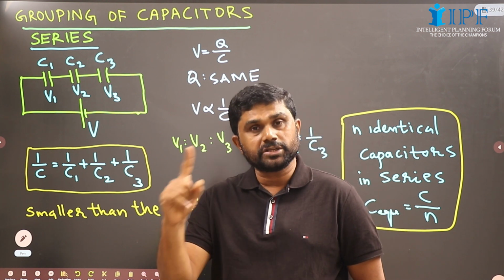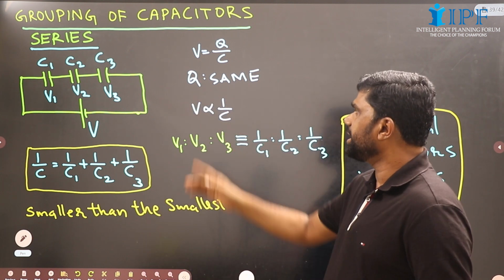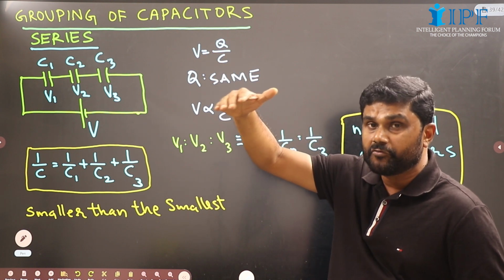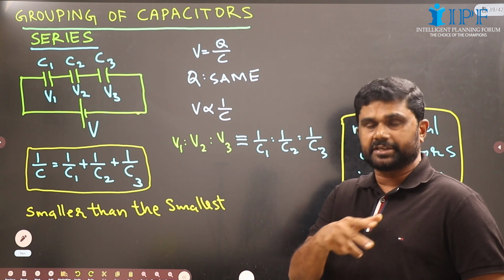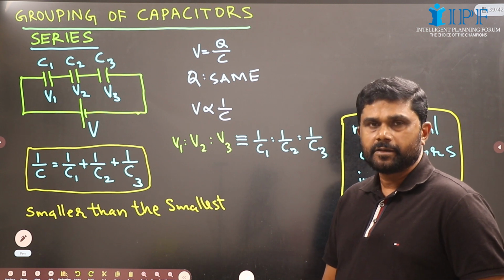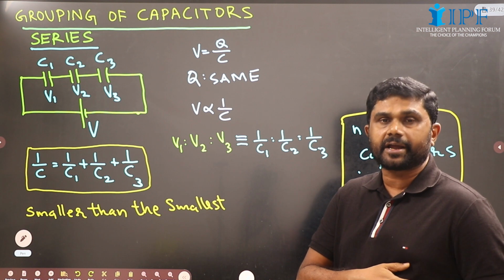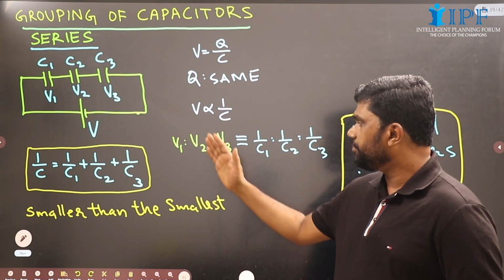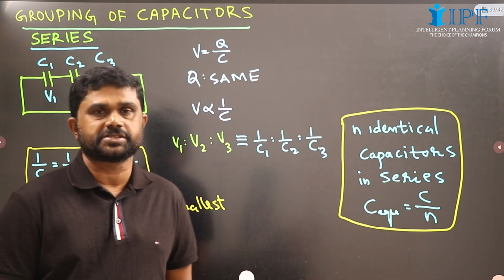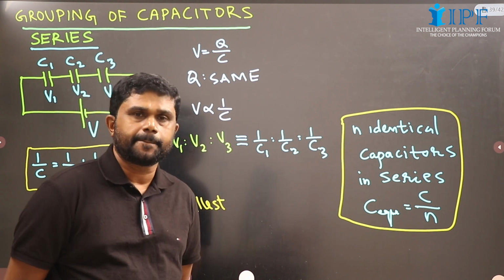As the charge on all the three capacitors are the same, see, Q is same, and Q is constant, it does not change as we move from one capacitor to another when they are connected in series. So let us say V proportional to 1 by C, voltage across each capacitor will be inversely proportional to their capacitance. Okay, so V1, V2, V3, the voltage or potential differences across the three capacitors will be in the ratio of 1 by C1 is to 1 by C2 is to 1 by C3.